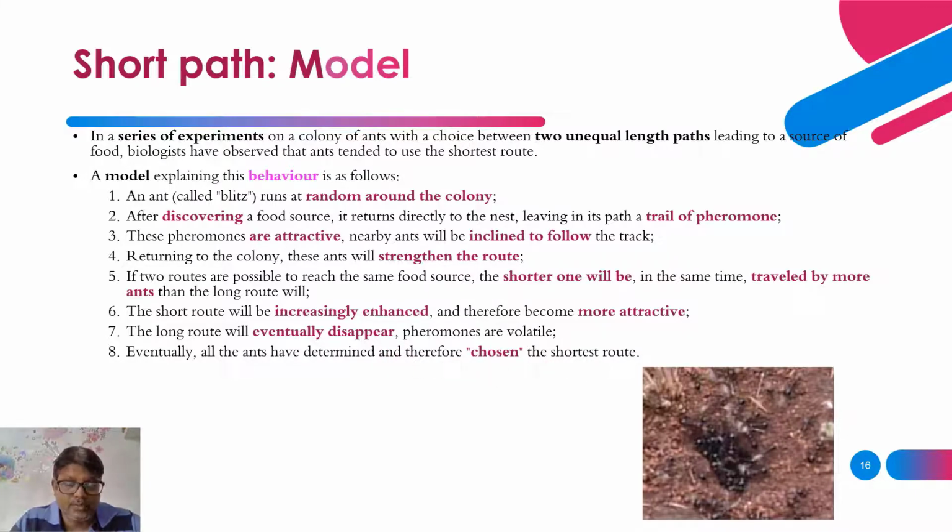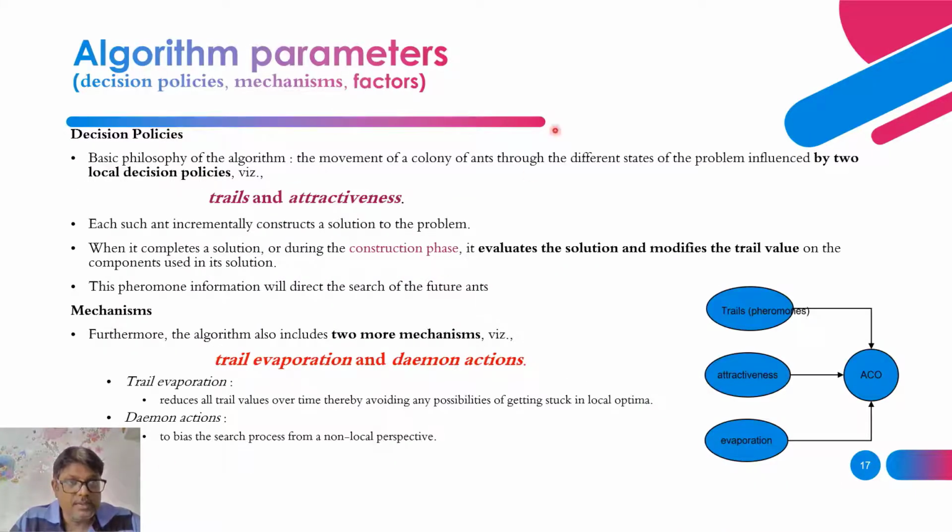That's how it goes. Then, algorithm parameters. There are decision policies, mechanisms, and factors involved. Let us see them one by one. The decision policies: there are basically two. The basic philosophy of the algorithm is based on the movement of a colony of ants through different states of the problem, influenced by two local decision policies. One is trail, the other is called attractiveness.